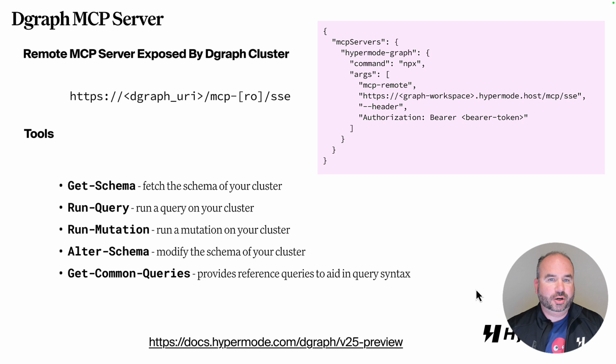In the context of databases, this means we're giving the model a way to interact with our database. With Dgraph, each Dgraph instance serves an MCP server. There's a read-only instance, which will only expose the ability to execute queries or inspect the schema. And then the full endpoint also exposes functionality for mutations, so adding data, and also a tool for altering the schema.